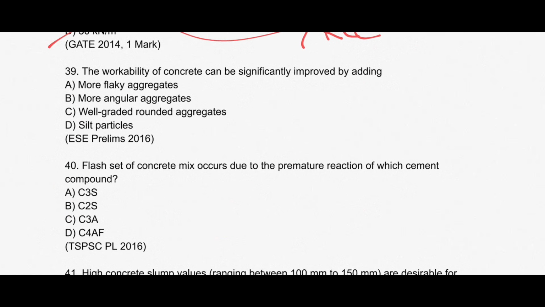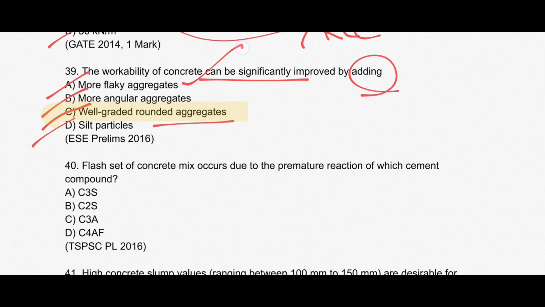39th question. The workability of the concrete can be significantly improved by adding more flaky aggregates, more angular aggregates, well graded rounded aggregates, silt particles. So the answer is option C, that is well graded round aggregates. Flaky aggregates reduce workability, angular aggregates reduce it, and silt also reduces it because the specific surface area increases. So the answer is that round aggregates increase workability, it is improved. So option C.